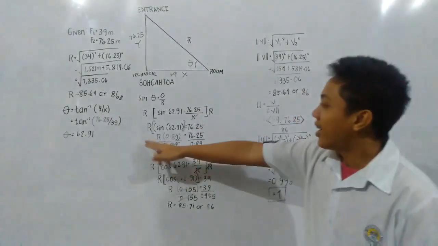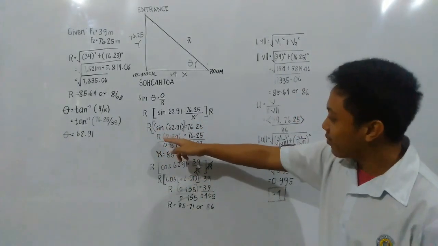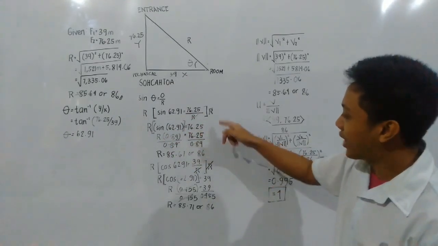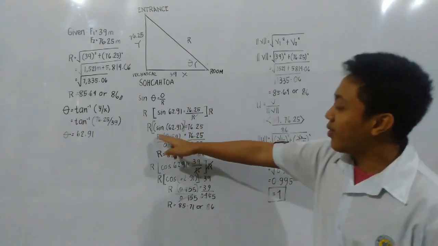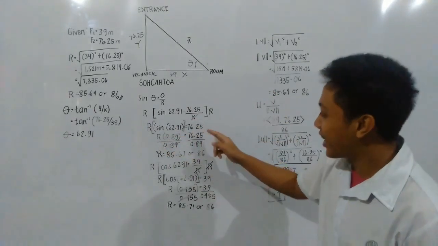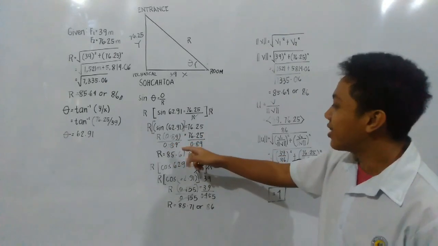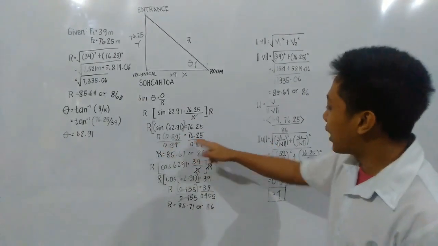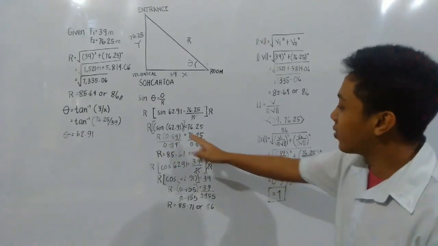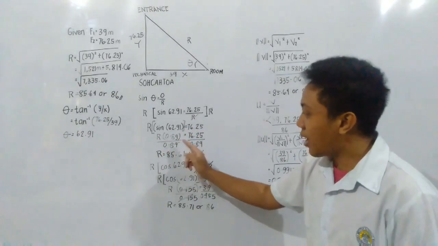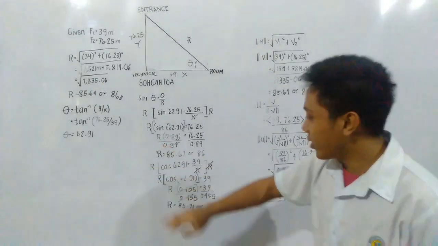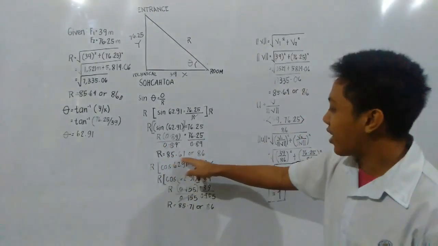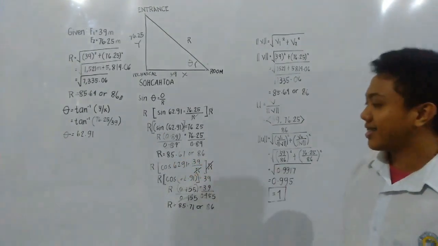So r times sine 62.91 is equal to 76.25. So we will get the sine 62.91, which is 0.89. So now, when we get the 0.89, we will divide both sides by 0.89 to remove the number from the resultant. So resultant is equal to 85.67 or 86.